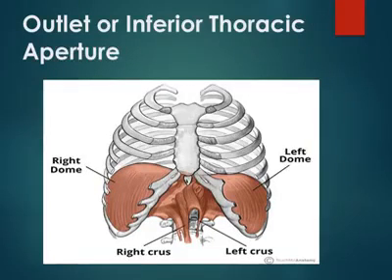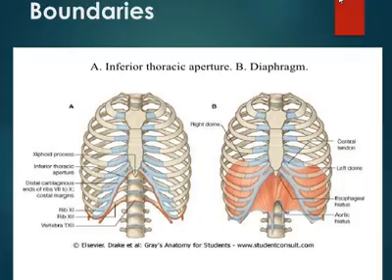Inferior thoracic aperture or thoracic outlet is basically the end of the thorax which separates it from the upper part of the abdominal cavity. It is bounded anteriorly by infrasternal angle. It is bounded posteriorly by the 12th thoracic vertebra body, and on each side it is bounded by 7 to 12 ribs and their costal cartilages. Again, boundaries: anteriorly infrasternal angle, posteriorly the 12th thoracic vertebra body, and on each side 7 to 12 ribs.